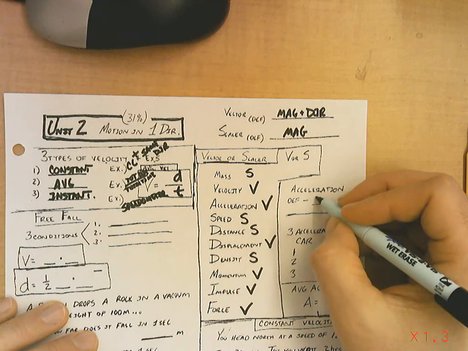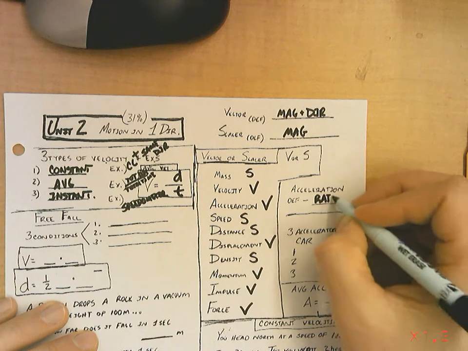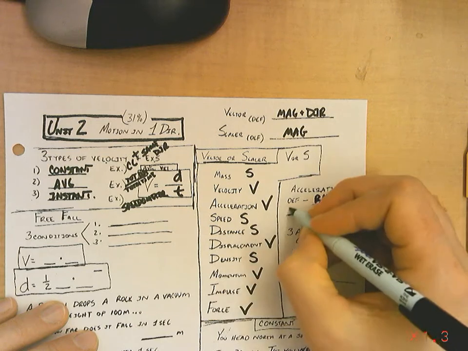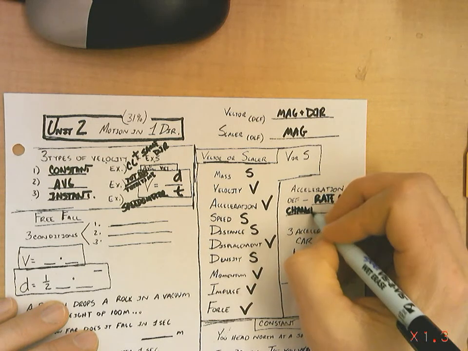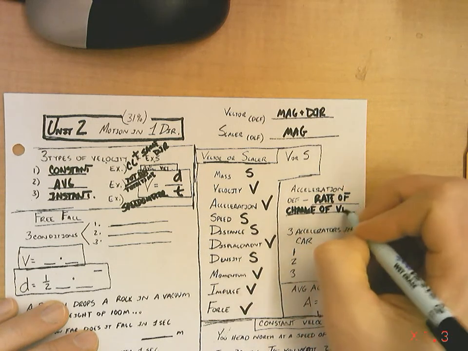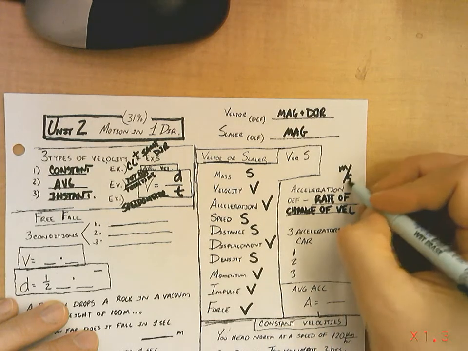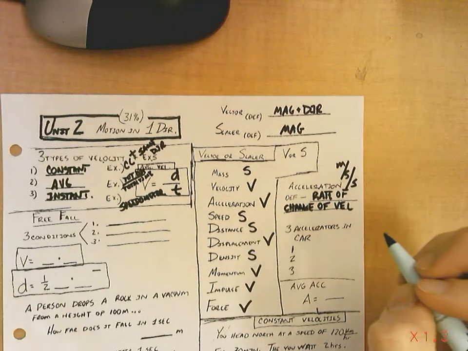Acceleration is the rate of change of velocity. Rate of change of, and then we got velocity. That's why it's meters per second, or meters per second squared.